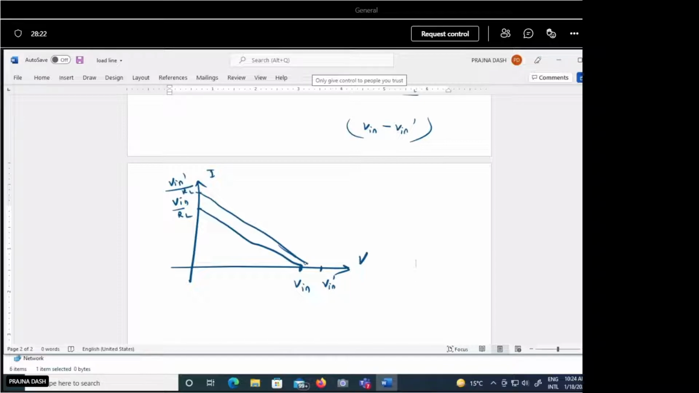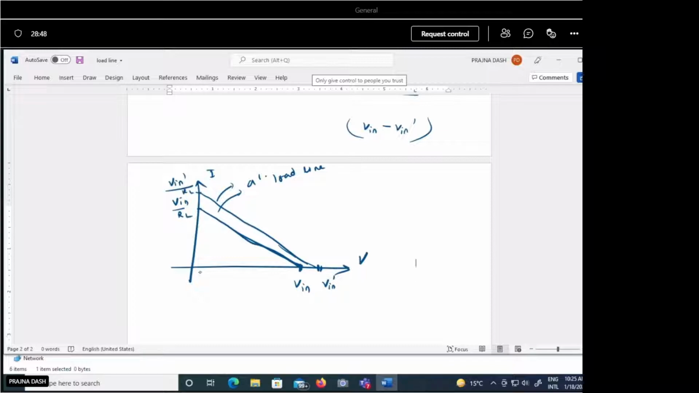Just consider this as the parallel line. Suppose this is your V in dash, this is your V in. So two load lines we are getting. These are the AC load lines. For different values we are getting different load lines, but they are parallel to each other. So if they are parallel to each other, what does it indicate?